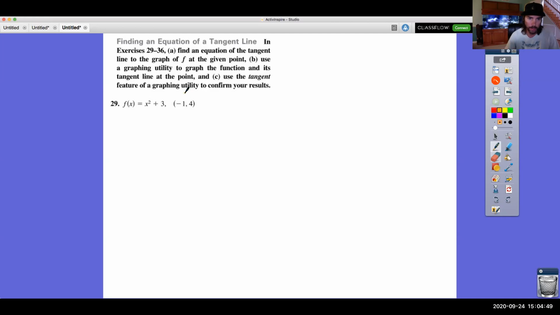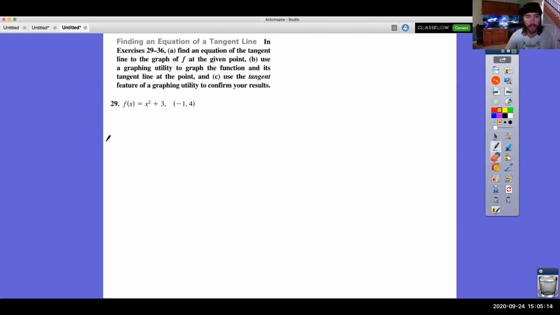Okay, if you don't know where to start, find the equation of the tangent line. That means you need to find the derivative. You then need to evaluate the derivative. That will give you the slope of the tangent line. From there, you're going to find the equation of the tangent line using your point slope formula. There's your hint. Pause if you want to continue.